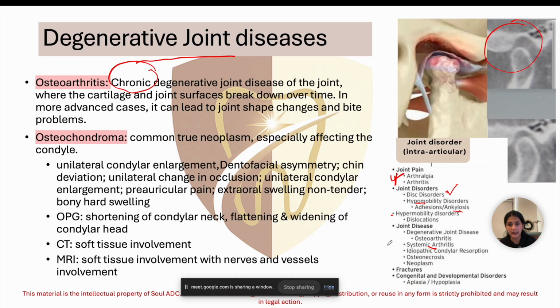That is your systemic arthritis. Condylar resorption, idiopathic, means we don't know why resorption of your condyle happens. That is one of the conditions. When we do not have the risk factors or the predisposing factors, we are not aware of it.